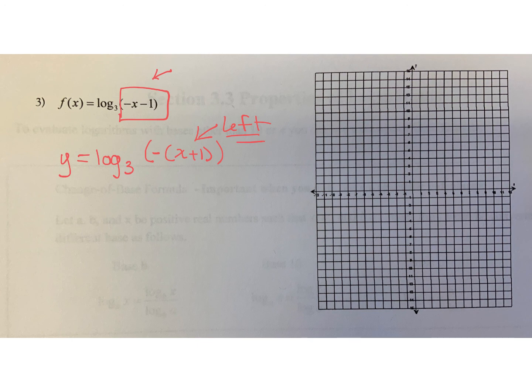So if I do my swoosh, I get 3 to the y equals negative x plus 1. I'm going to divide the negative over, so I get -3 to the y equals x plus 1, and then -3 to the y minus 1 equals x. And from there, you can make your table and graph. Hopefully that helped you out a little bit.